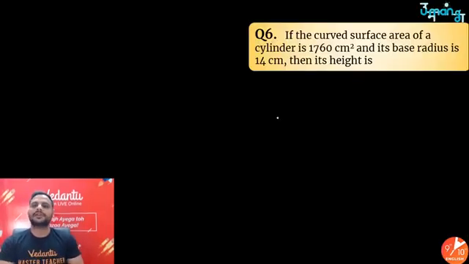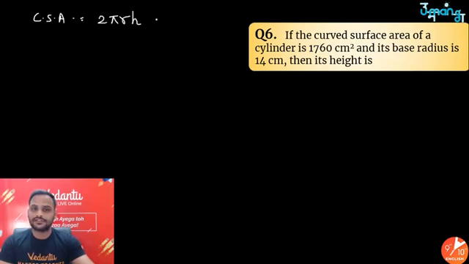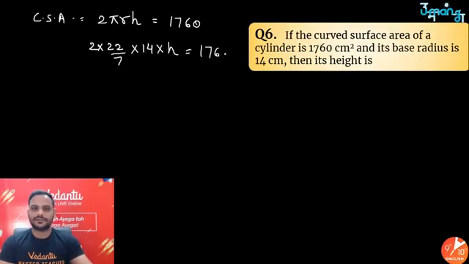Next question. If the curved surface area of a cylinder is 1760 centimeter square and its base radius is 14 centimeter, then find its height. So we know, beta, CSA of the cylinder is how much? 2 pi r h. It is given as equal to 1760 centimeter square. So I can say, sir, 2 into pi upon c. Base radius is given as 14 and into h is equal to 1760.